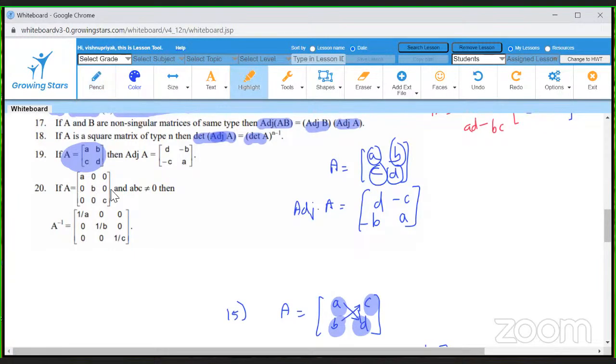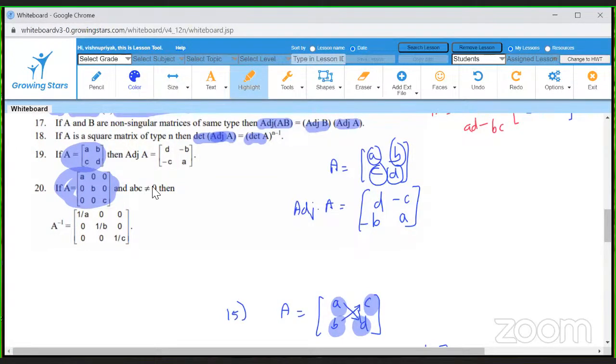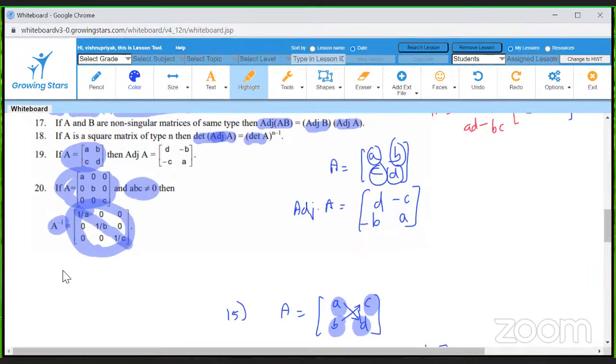Okay. If A is a diagonal matrix like this and A, B, C are not 0, then you can write A inverse as a diagonal matrix only, with 1 by A, 1 by B, 1 by C. All remaining entries are 0. This is how you can write the inverse. So I think for today, these formulas are enough.